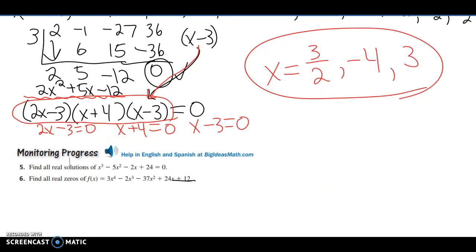Now looking at the monitoring progress, just cross out number 6. We'll do number 5 together tomorrow, but we're going to skip number 6.